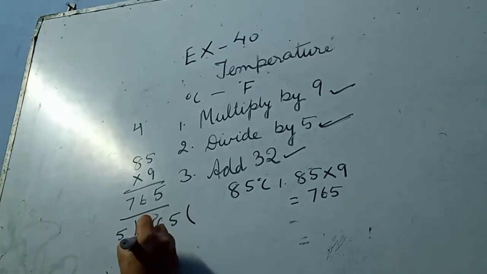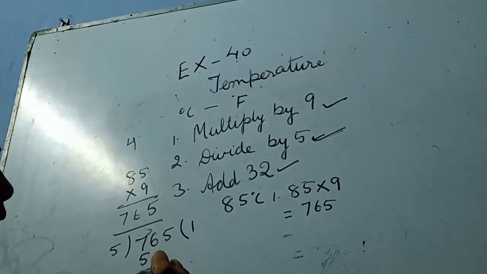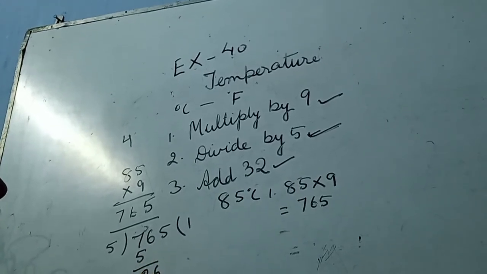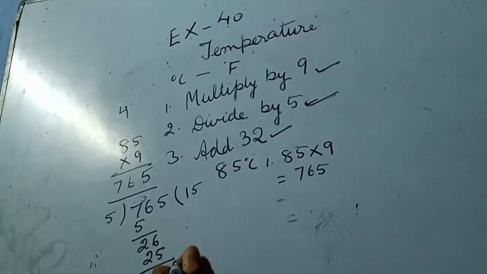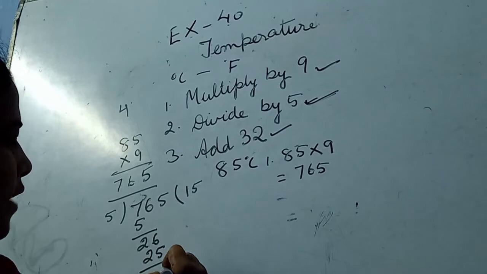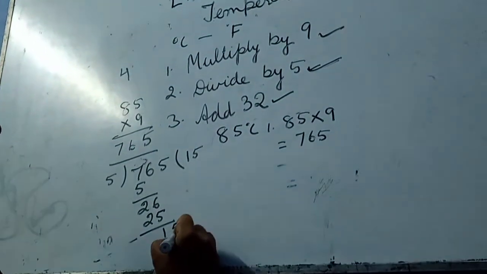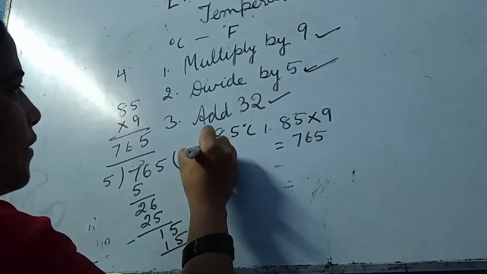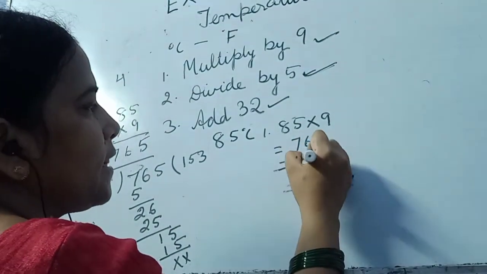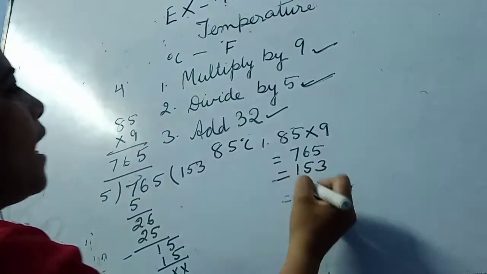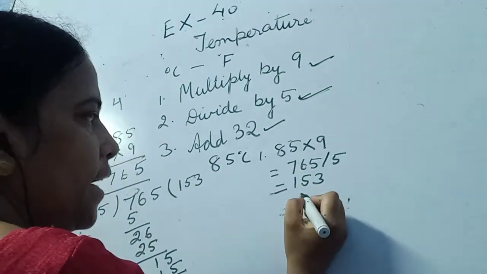So what do you see? 5 one time, 1, then 26, how many times? 5 times, and then 15. When you subtract 25 from 26, you get 1, and we get 153 here. After dividing this 765 by 5, we get 153.